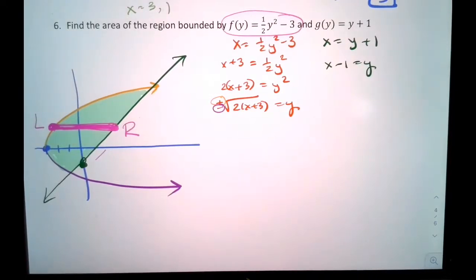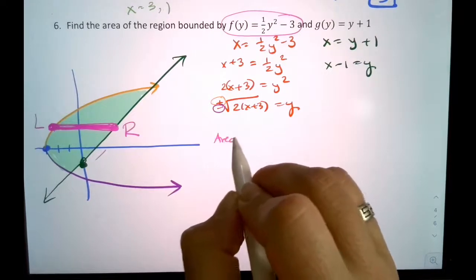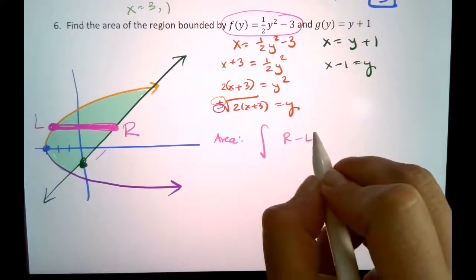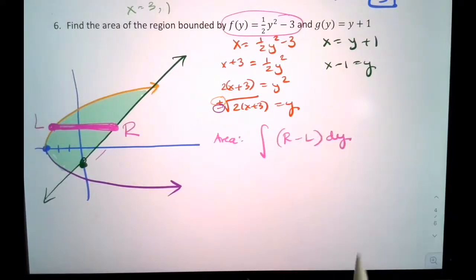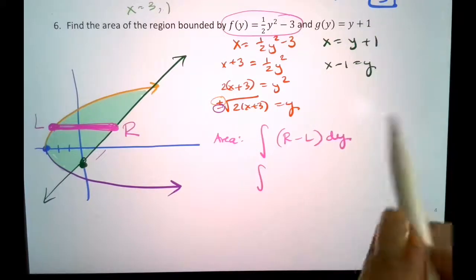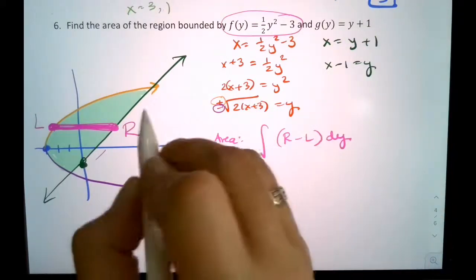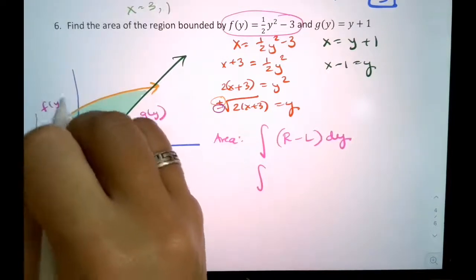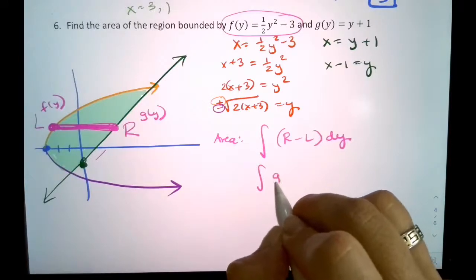So I'm going to set up the area with this right minus left idea because it works so well. I'm going to have my right function minus my left function, dy, of course. Now I'm replacing this. This is your g of y function, and this is your f of y function. So it kind of looks like this.